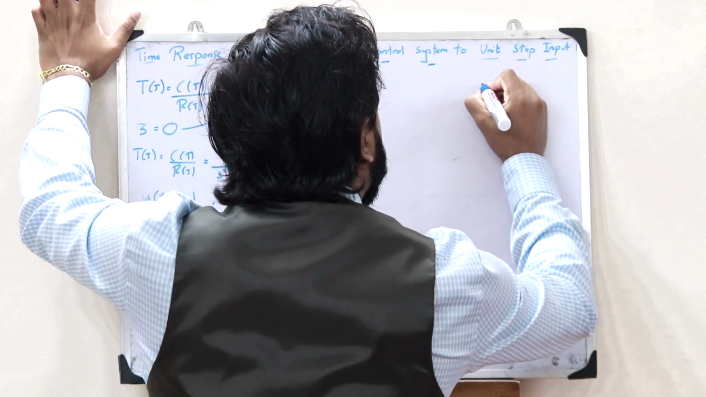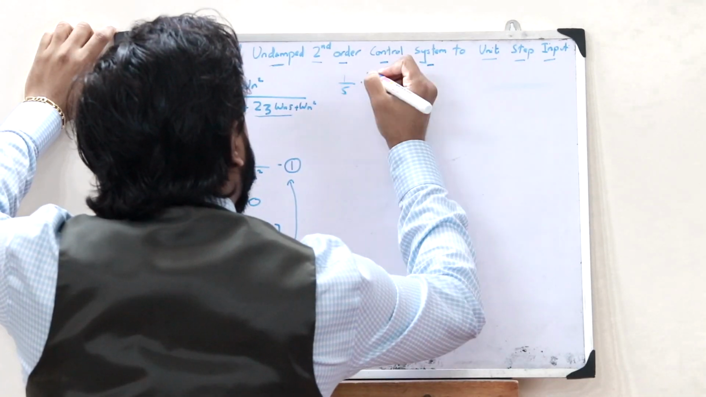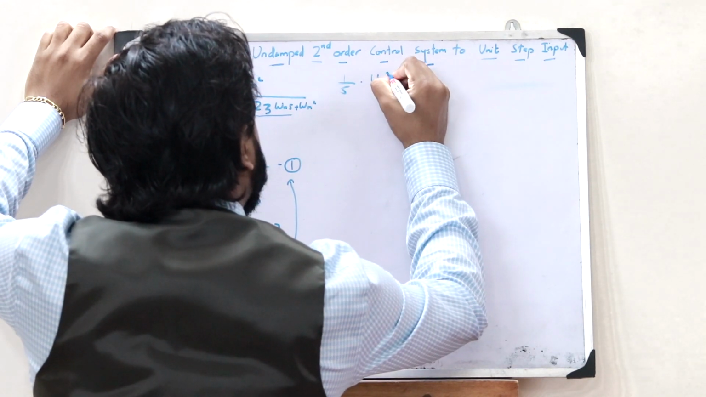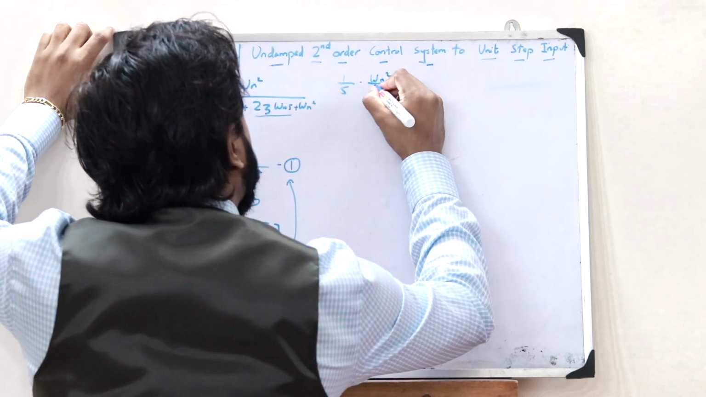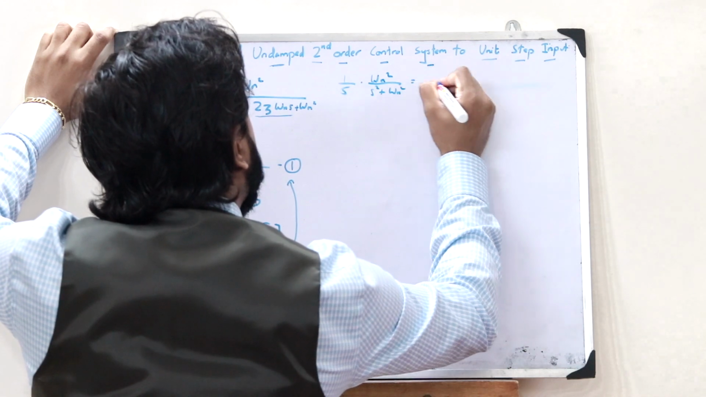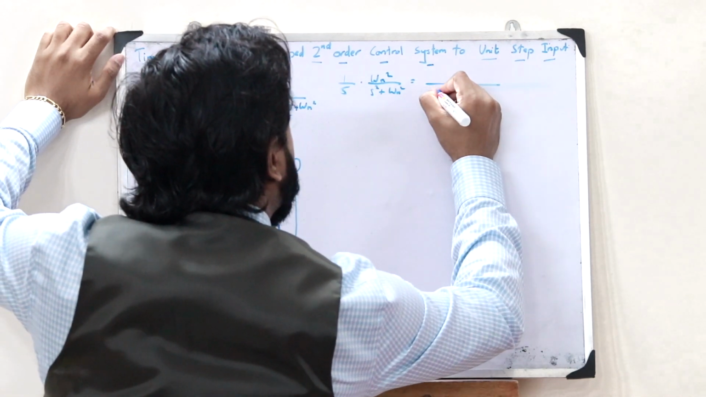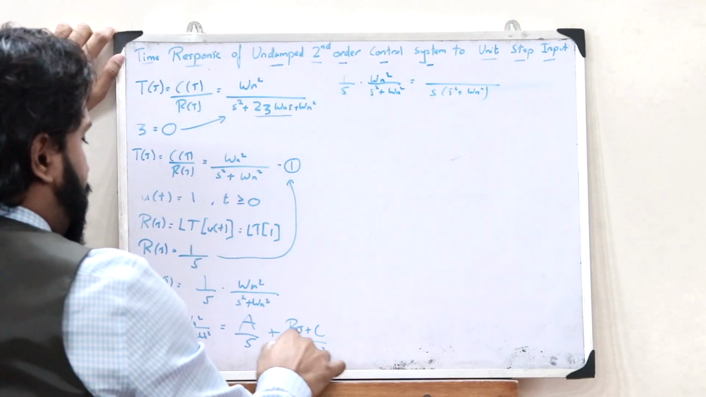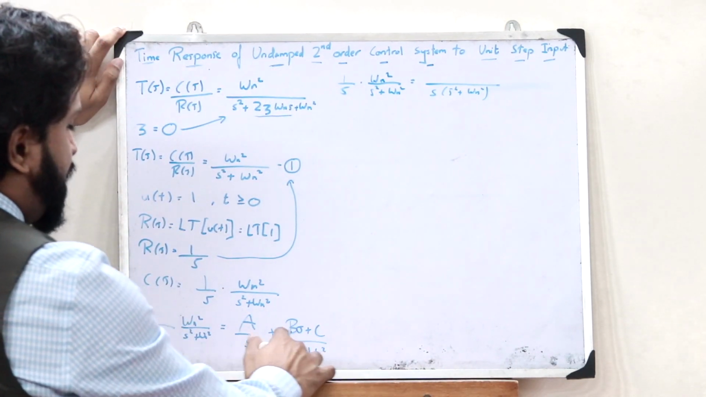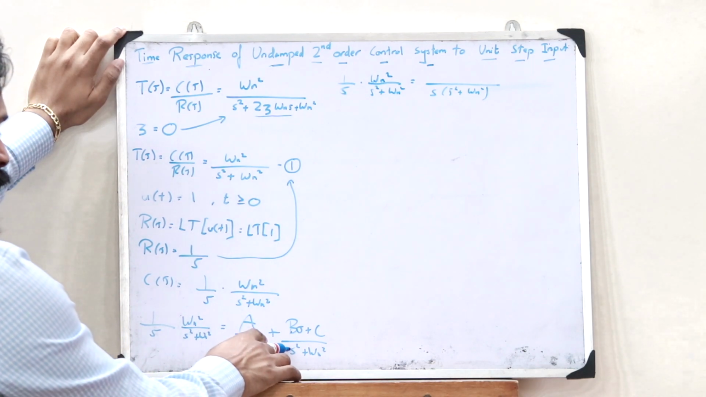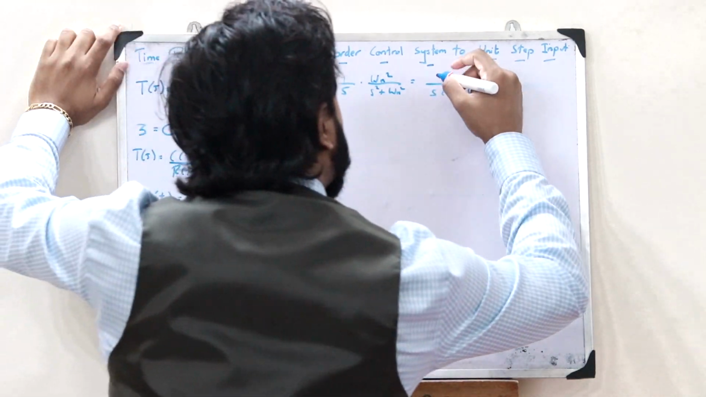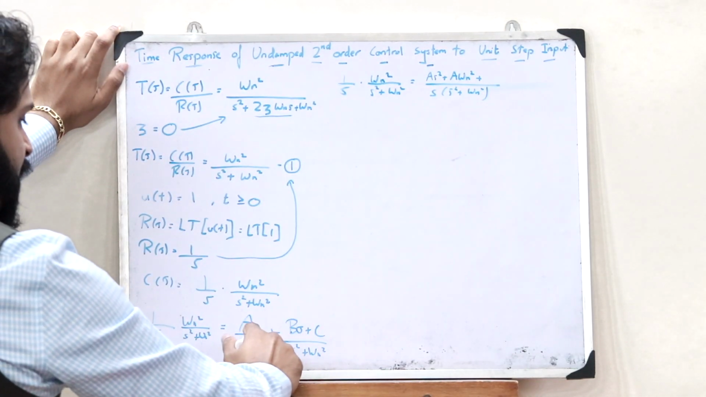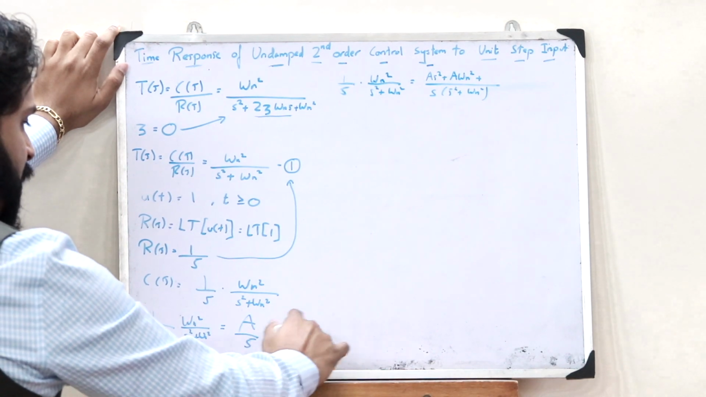Upon taking the LCM, we would get 1 by S multiplied by omega n squared divided by S squared plus omega n squared would become S into S squared plus omega n squared. So now after taking the LCM here, this would become A S squared plus A omega n squared plus B S squared plus CS.